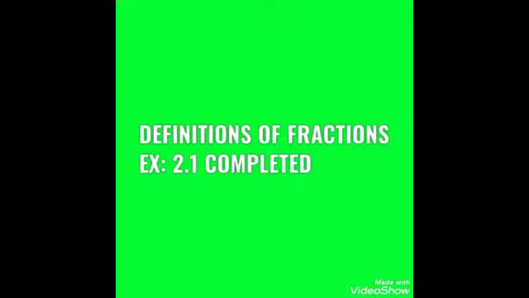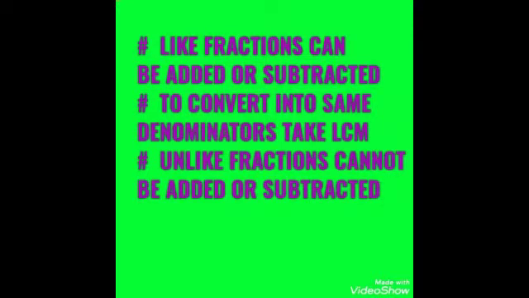In chapter 2, fractions and decimals, we had seen some of the definitions of fractions and then we completed exercise 2.1. In that exercise we discussed addition and subtraction of fractions. The main condition for addition and subtraction is that the fractions should be like fractions, which means if we add or subtract two or more fractions, all the denominators should be equal. Otherwise, we have to convert them into the same denominator by taking the LCM. Then only we can add or subtract.